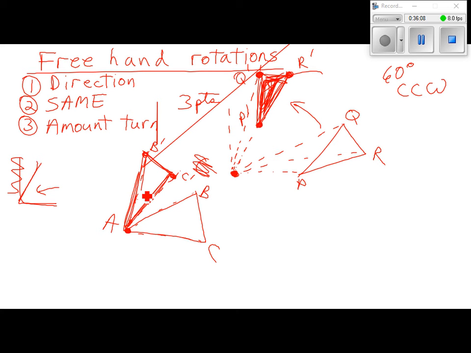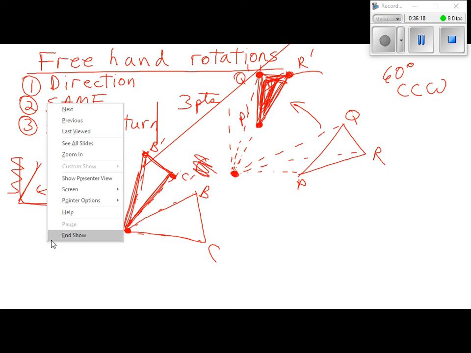Anything else about rotations that we need to write up here? Are there rules? Is that it? Nothing else about rotations? What's the last one? Dilations.